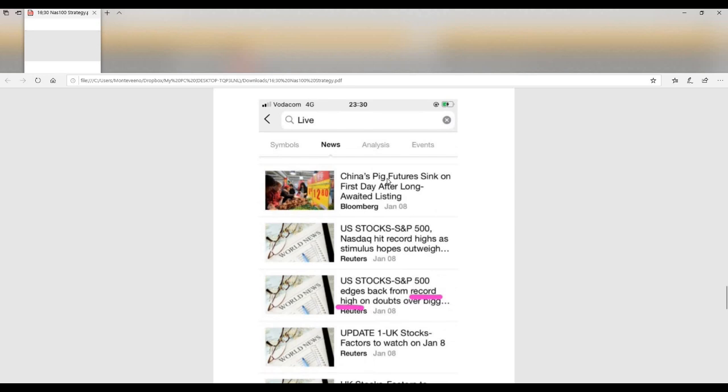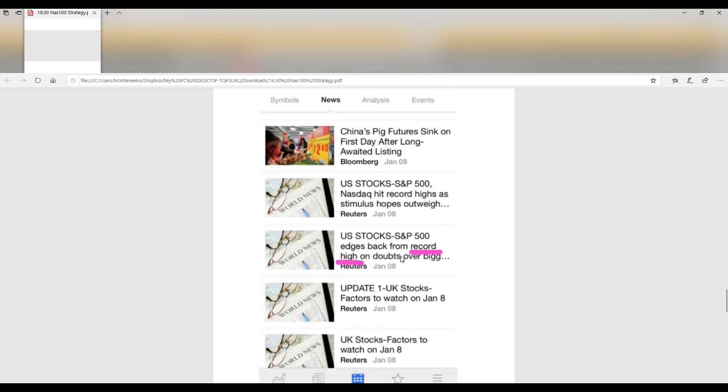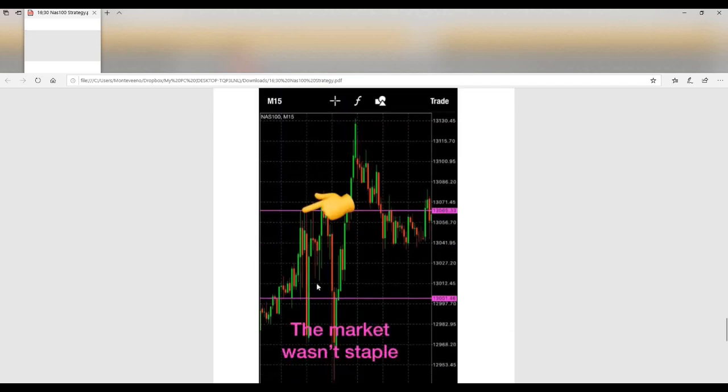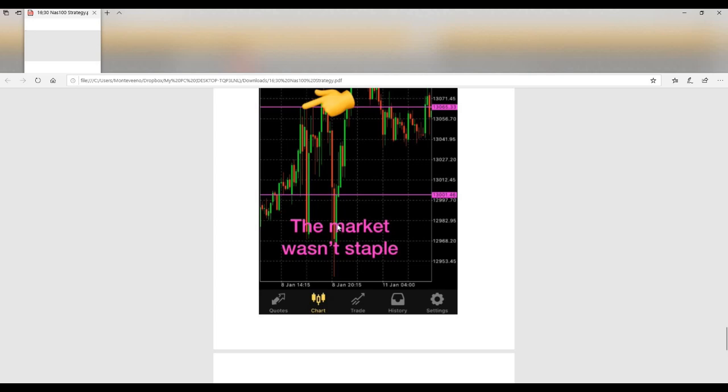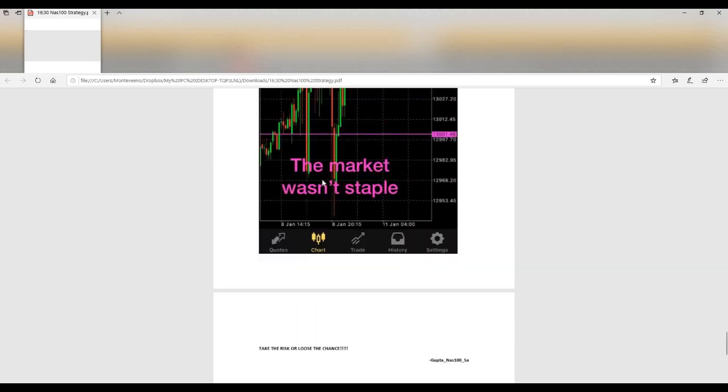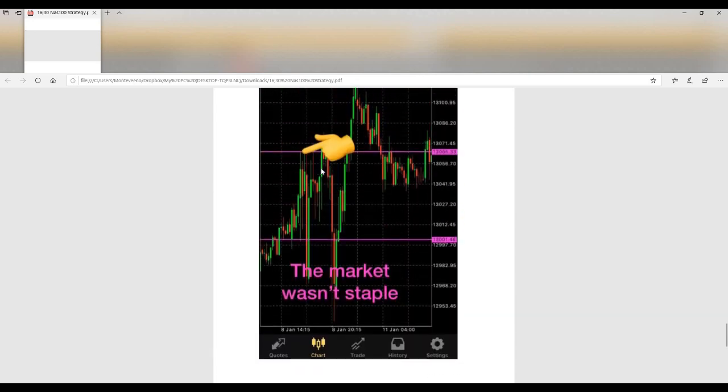Then last but not least, "Record high on doubts over bigger." Let's see how that signal played out. We can see that the market wasn't stable, but price still went up, so that 90% plays in over here. We can exactly see that the 90% plays there. So you're only going to hold for 2 minutes with the strategy.